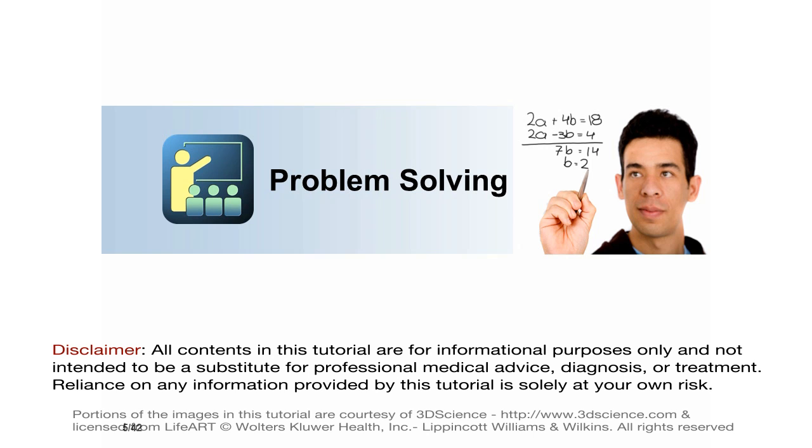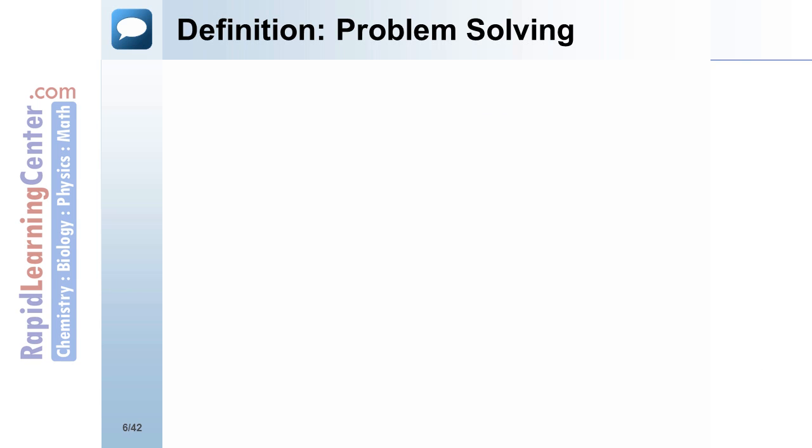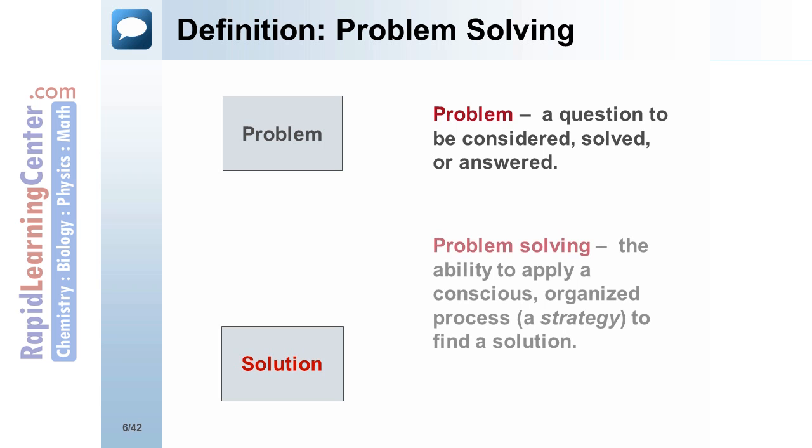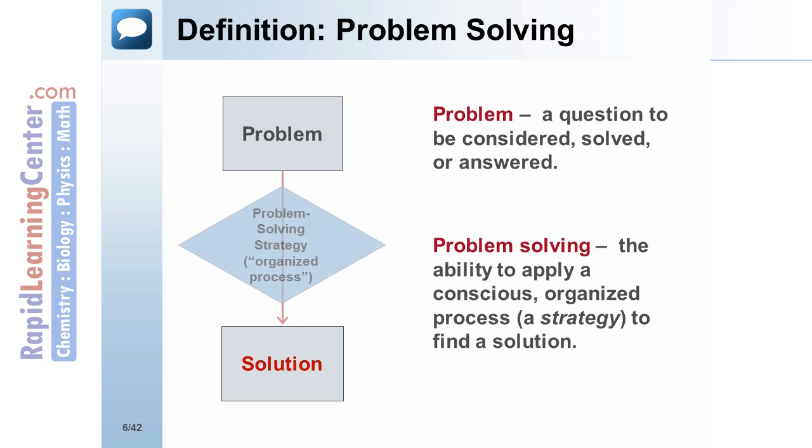The first section will discuss problem solving. Definition: problem solving. A problem is a question to be considered, solved, or answered. Problem solving is the ability to apply a conscious, organized process or strategy to find a solution.